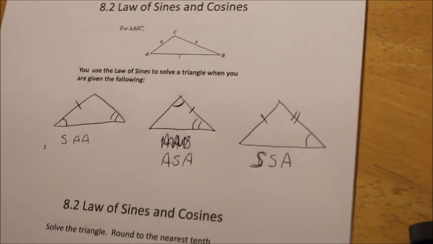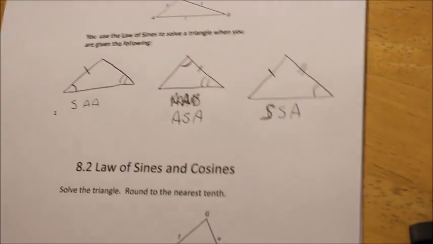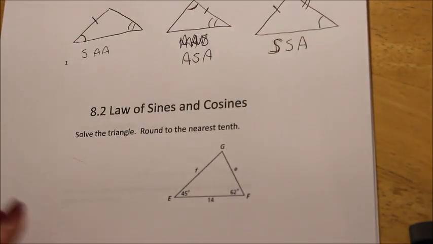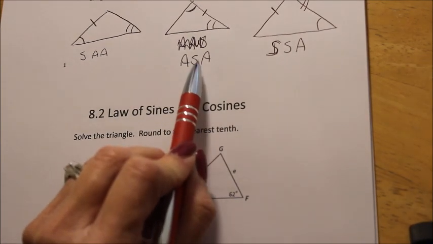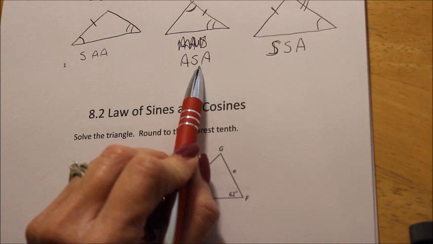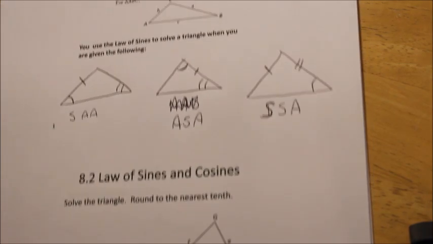Now, let me show you what I'm talking about before I give you the formula. If we come down here, before we do this example, what are we given? Notice that we have an angle, a side, and an angle. So this would be ASA. Yes, we could use the law of sines, and that's what I'm talking about when I say the given information.